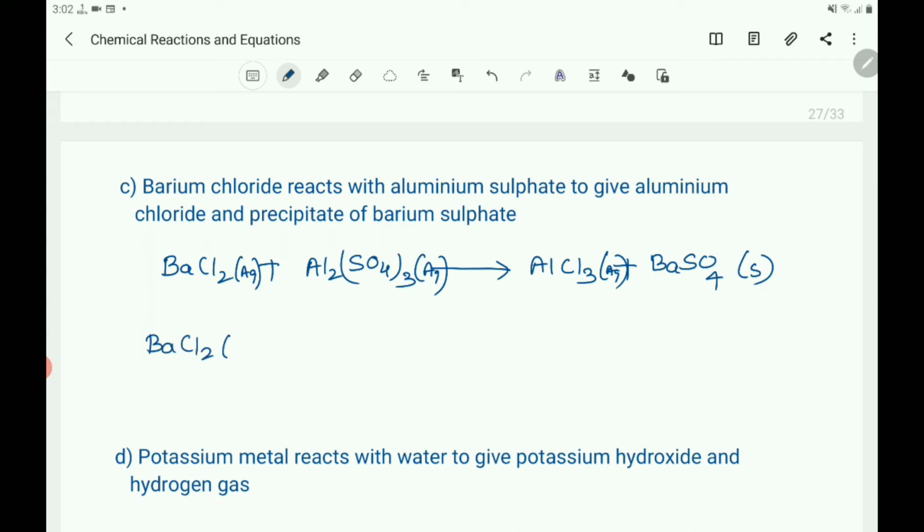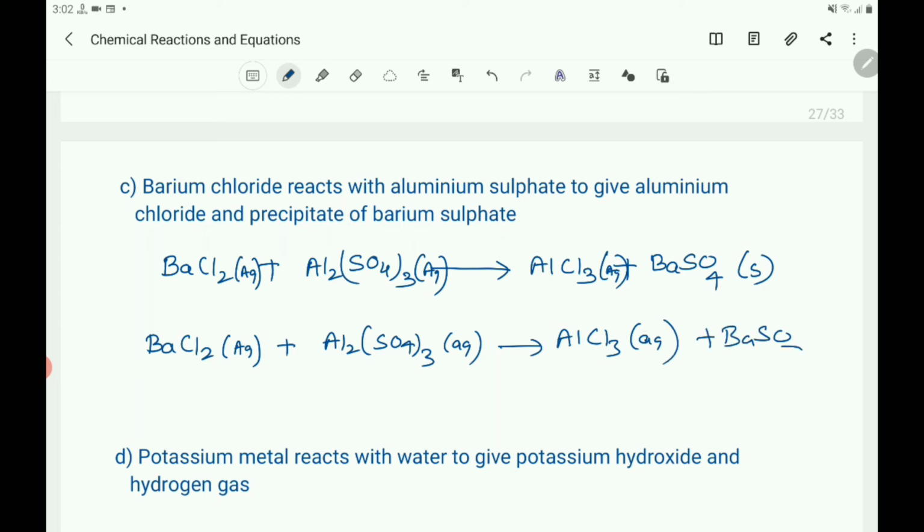BaCl2, aqueous solution, plus Al2(SO4)3, that is also an aqueous solution, gives AlCl3, that is also an aqueous solution, plus BaSO4, that is a precipitate in the solid form.